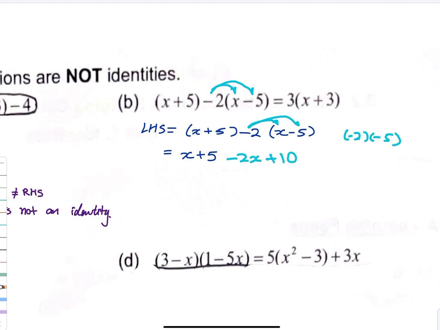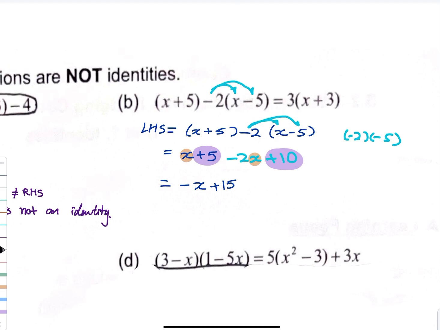And then see if there's any like terms having the same unknowns, or they will be constants. So x minus 2x, so 1 minus 2. You're one step up, but now you have to go two steps down. So where are you at? So it will be -x. And then 5 plus 10, 15. That's your left hand side.